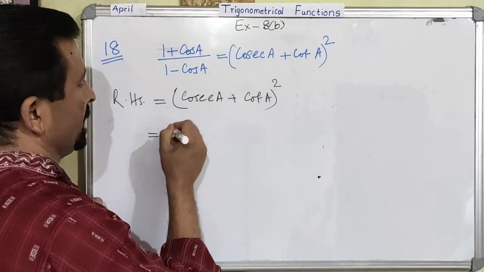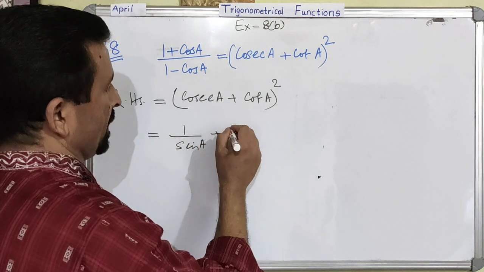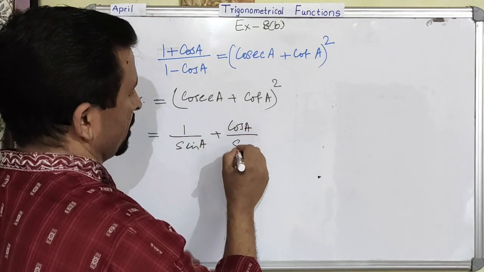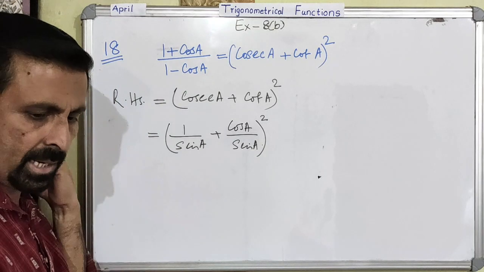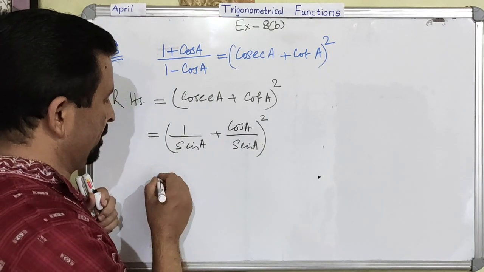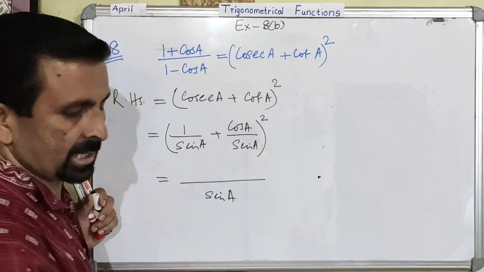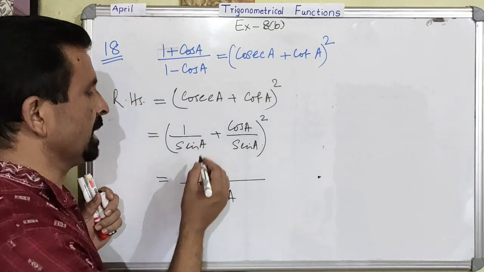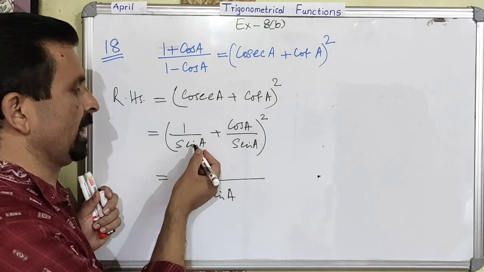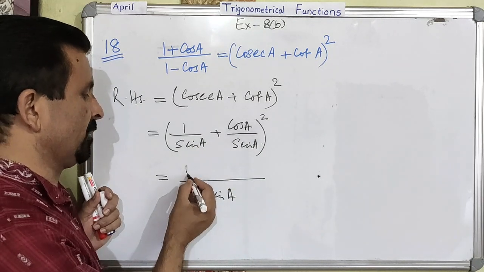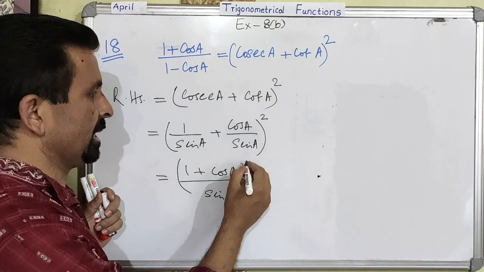So first, cosec A is the reciprocal of sine A, so we write it as 1 over sine A, plus cot A we can write as cos A over sine A, and this is whole square. Is this very clear? Now we can simplify. When you simplify, the LCM of these two will be sine A, and then the denominator will be sine A as it is, because the denominators were same. So 1 plus cos A will be your numerator. Is this alright? And then whole square.